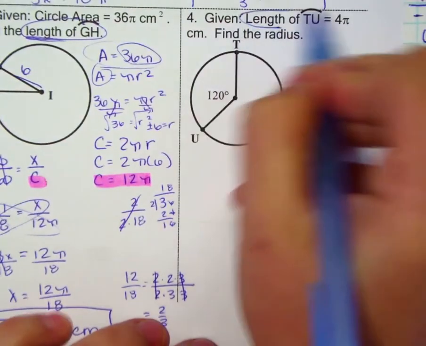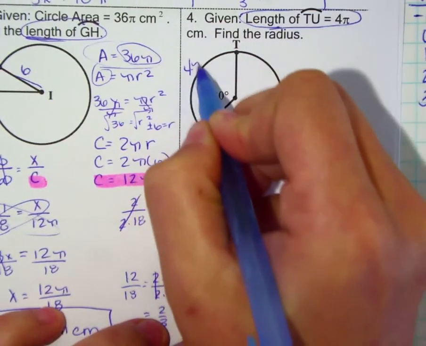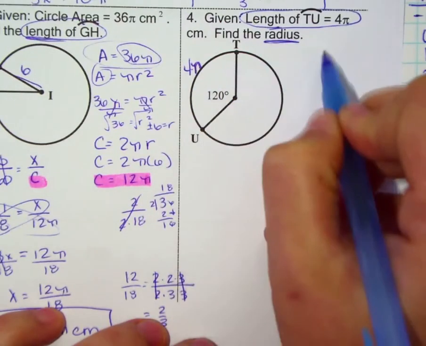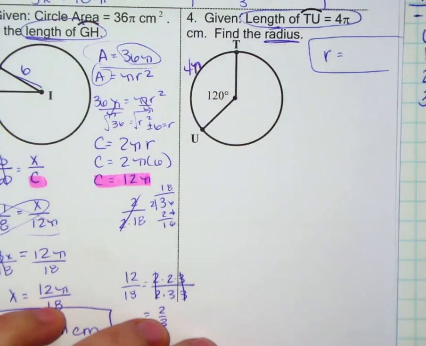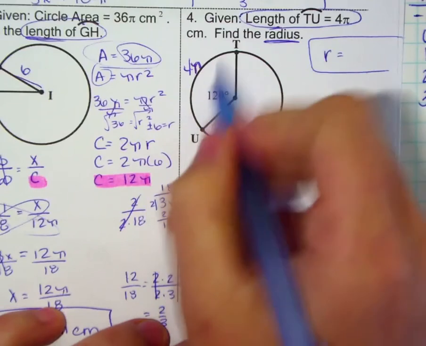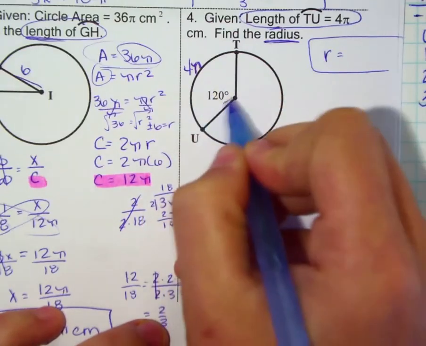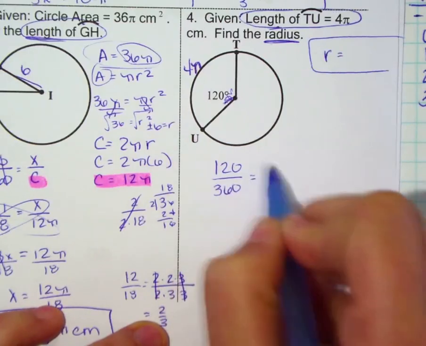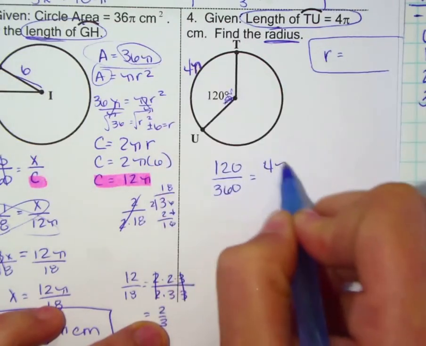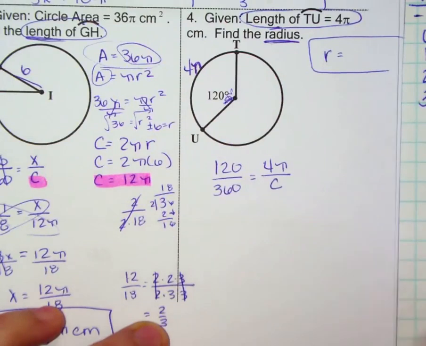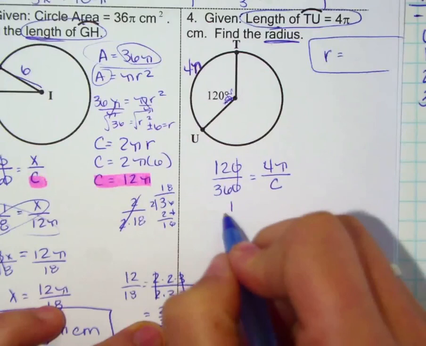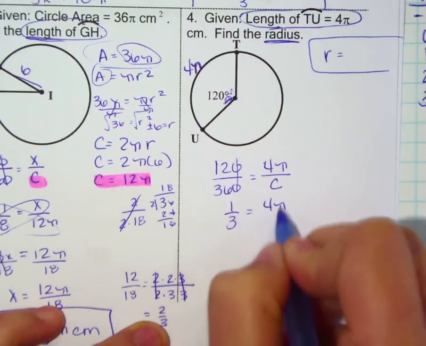Given the length of TU is 4 pi. So we know this is 4 pi. Find the radius. We're solving for r. Okay, so let's set up our proportion. So we know 120 out of 360 is in the same proportion as the part, which is 4 pi, divided by the circumference. All right, let's reduce. 12 divided by 36 comes down to 1/3, equals 4 pi divided by C.